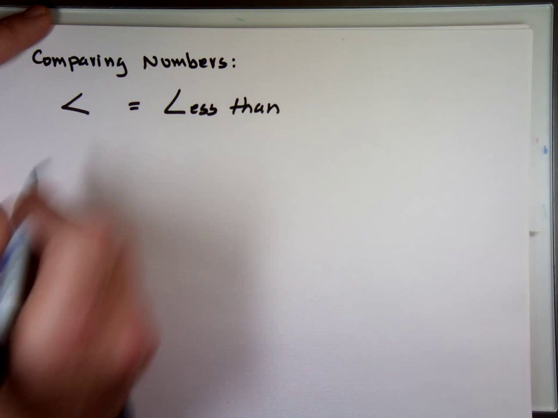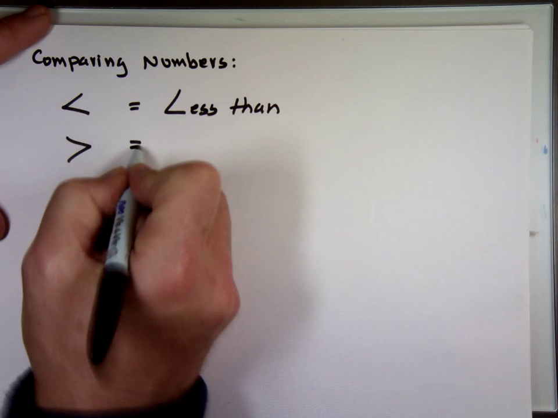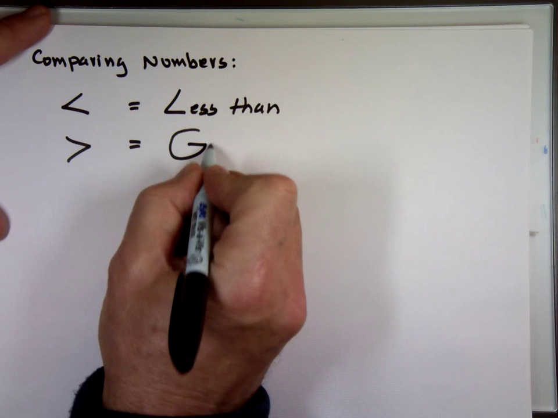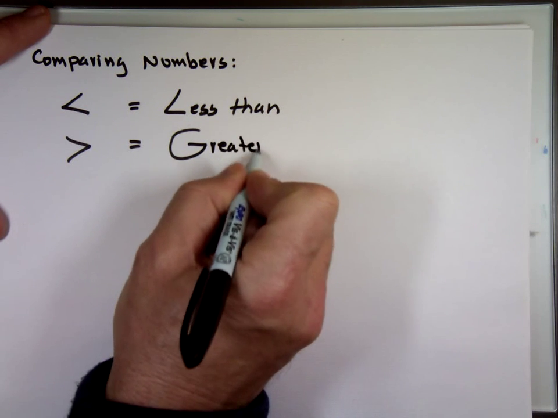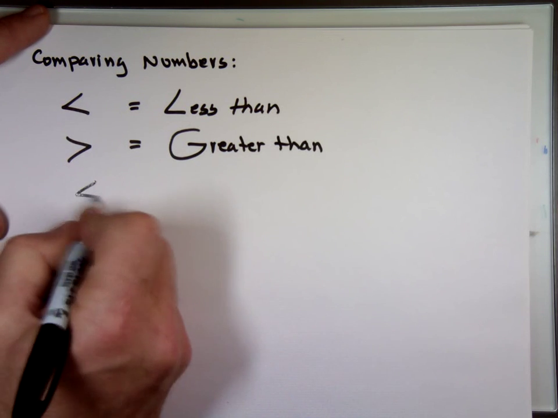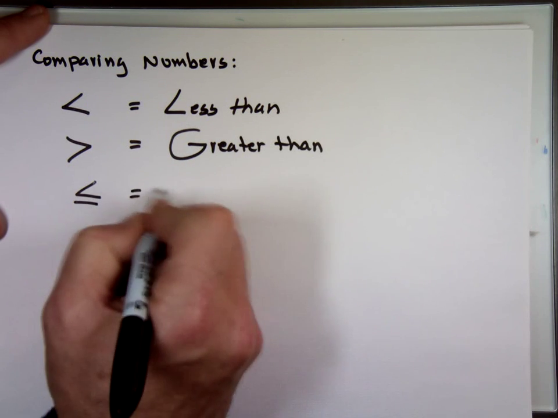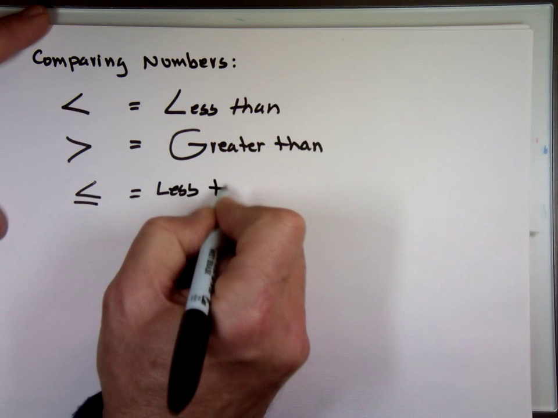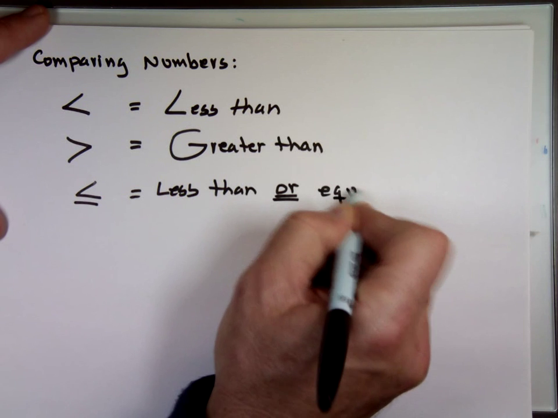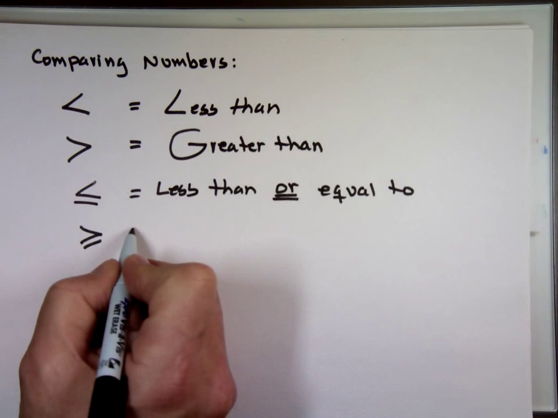This one. Greater than. Right, capital G. Watch this. See that little piece here? It looks like greater than. Some people remember with the Pac-Man. This one is what? Less than or equal to. Notice the or, equal to. This is what? Greater than or equal to.